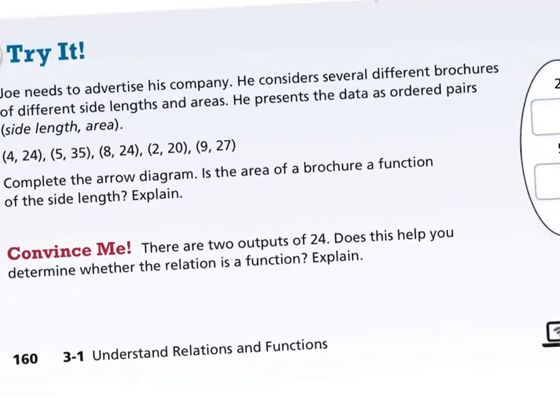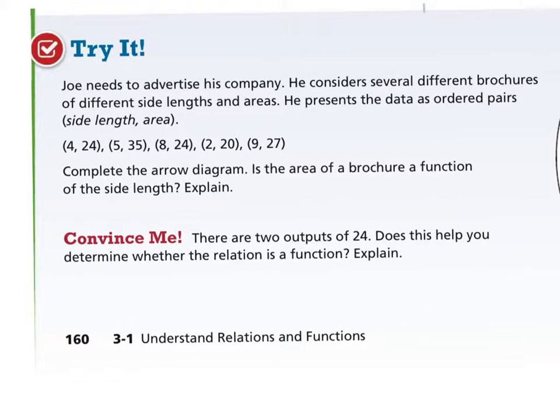So to try it, Joe needs to advertise his company. He considers several different brochures of different side lengths and areas. He presents the data as ordered pairs: side length, comma, area. Complete the arrow diagram. Is the area of a brochure a function of the side length? Explain.